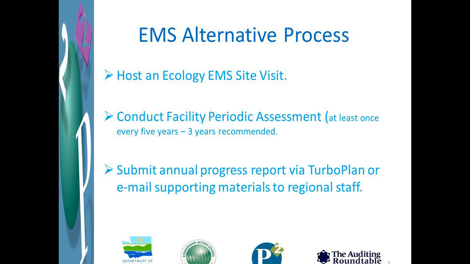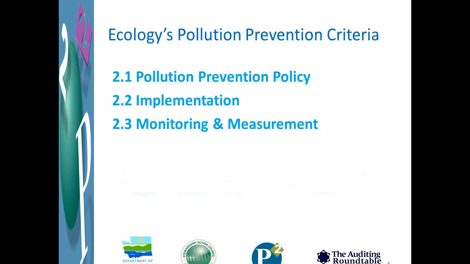And so again, there is a site visit to come out and support a review of the EMS, to get a picture of where you are in the process. Our program does require a periodic assessment, at least once every 5 years, although we recommend annual check-ins, or a 3-year audit is typical for the industry. And then we do have an annual progress report requirement to track progress as part of your EMS, and that can be submitted as part of your Turbo Plan online web system that we support, or by email with supporting materials. Next slide.